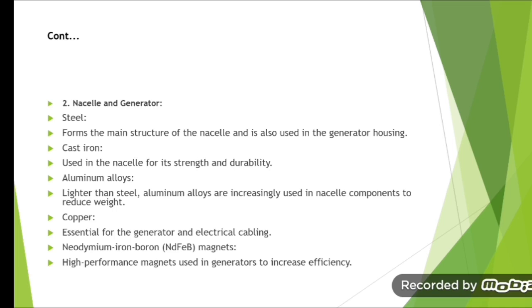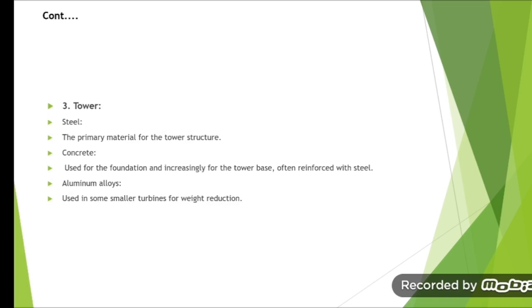The first one is steel, which forms the main structure of the nacelle and is also used in the generator housing. The next one is cast iron, used in the nacelle for its strength and durability. The next one is aluminum alloys. Lighter than steel, aluminum alloys are increasingly used in nacelle components to reduce weight. Copper is essential for the generator and electrical cabling. Neodymium iron boron magnets are the high-performance magnets used in generators to increase efficiency.